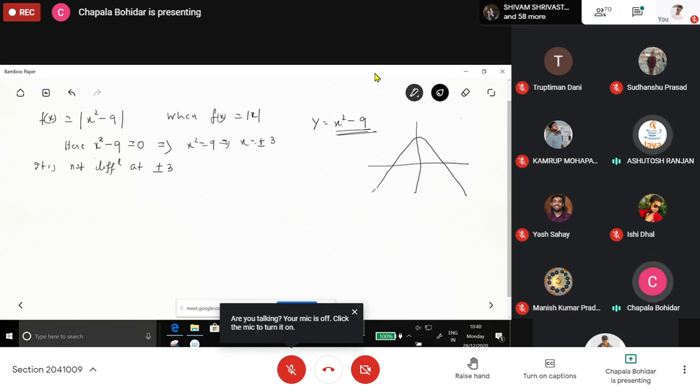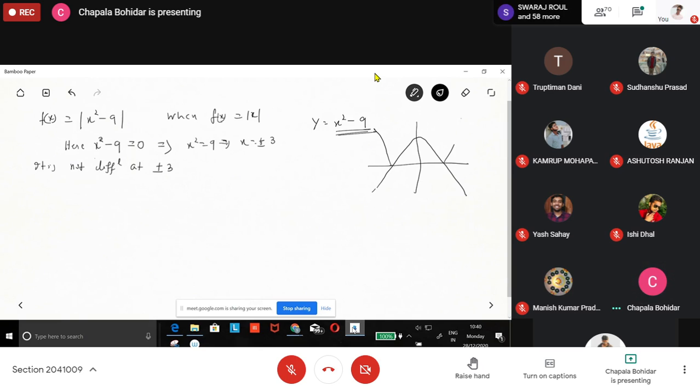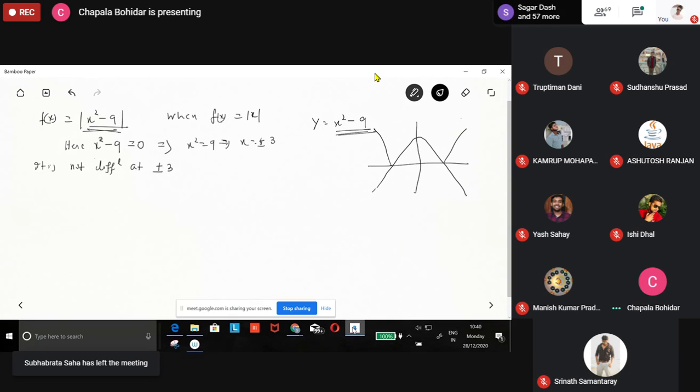We are shifting. You see, it is given as absolute value. So all the values are reflected by the x-axis like this. It is 9 units downward, and it is reflected this way. Clear?